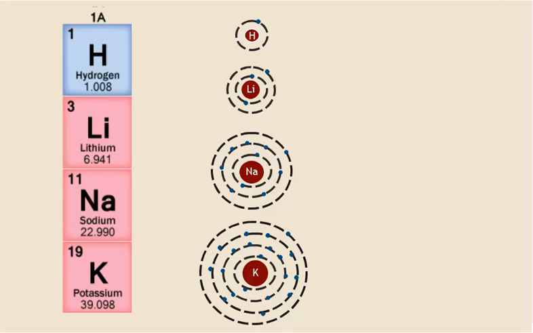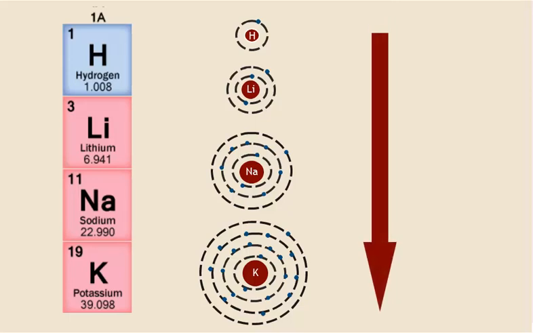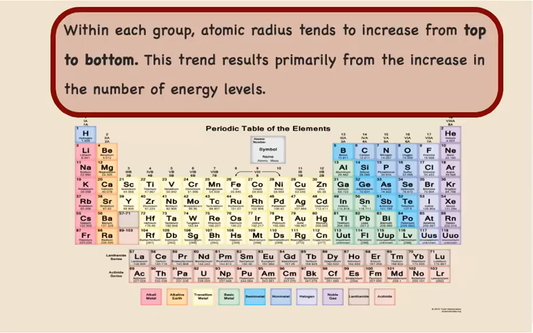As we see, hydrogen has 1 energy level, lithium has 2, sodium has 3, and potassium has 4 energy levels. So as we go down, the number of energy levels increases within a group. So atoms become larger and larger, and the atomic radius increases from top to bottom within a group. So, we can say that within each group, atomic radius tends to increase from top to bottom. This trend results primarily from the increase in the number of energy levels.